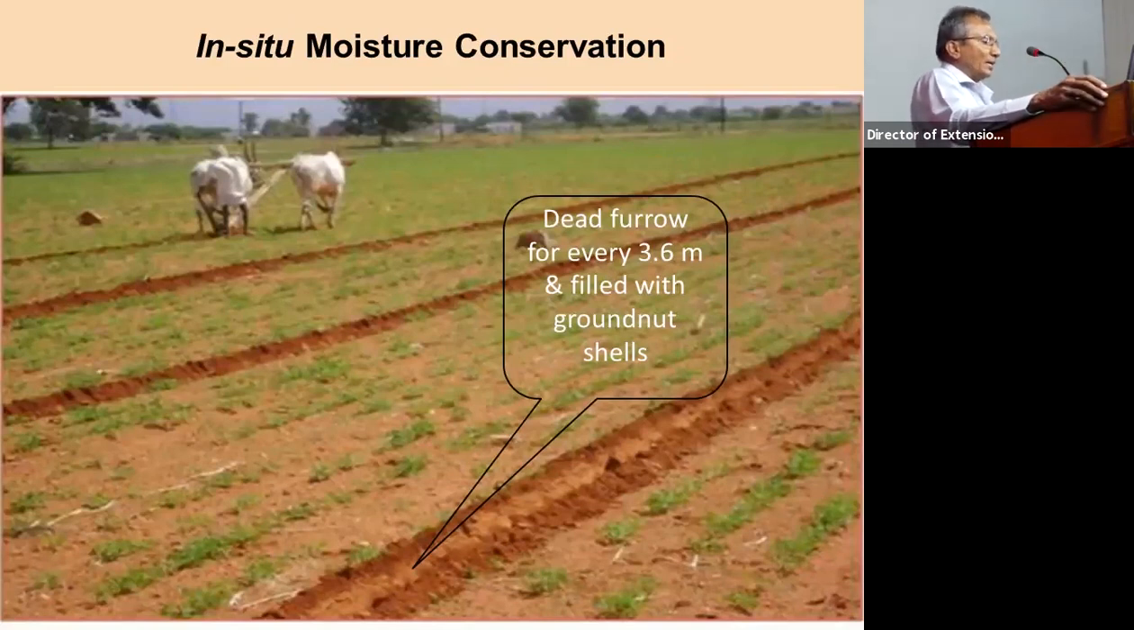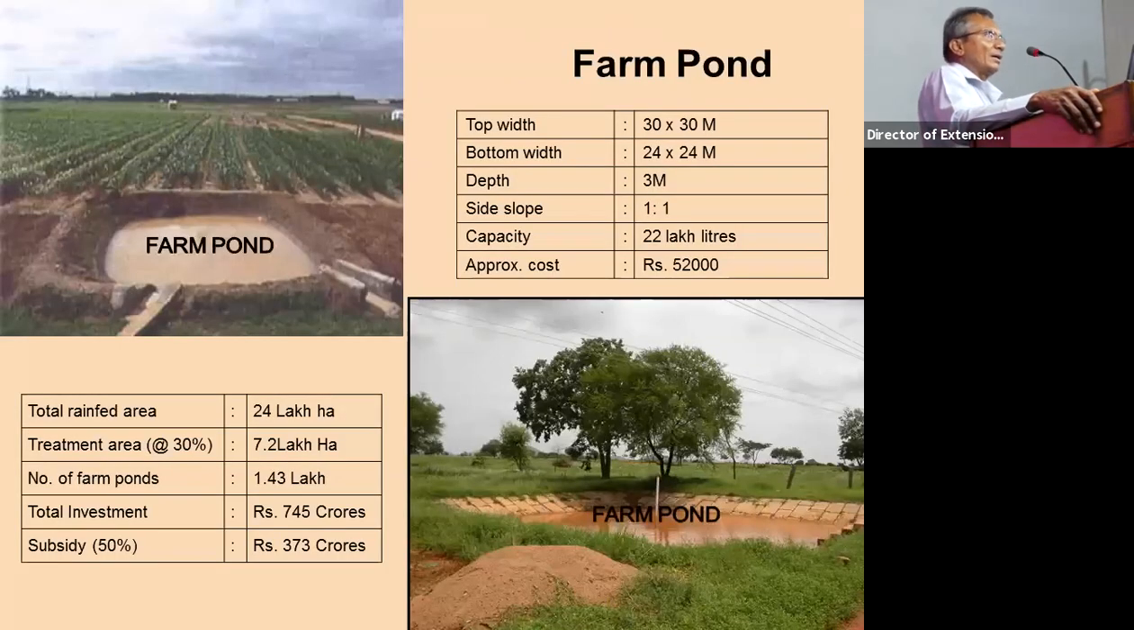The dead furrow will act as a storage pot. It will take some moisture and release the moisture slowly sideways to the nearby crops. This dead furrow is made after the germination or establishment of the crops. You may sacrifice some of the crops also, one or two rows.